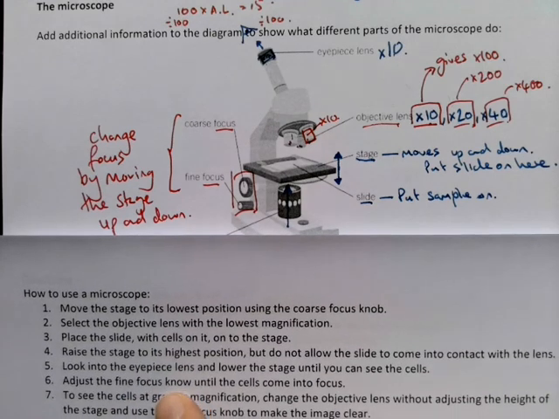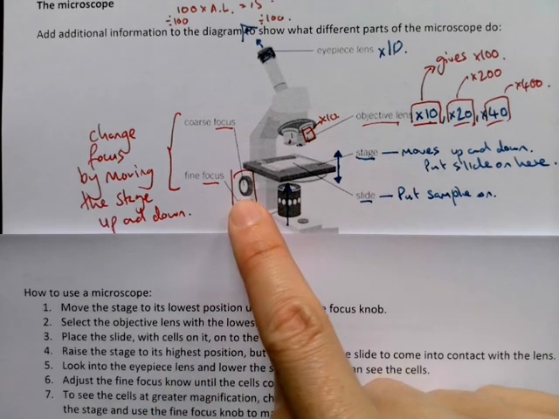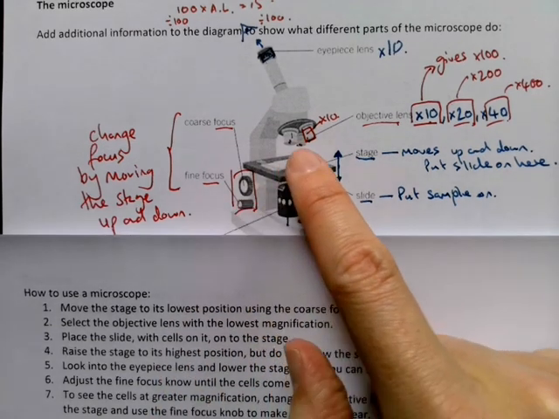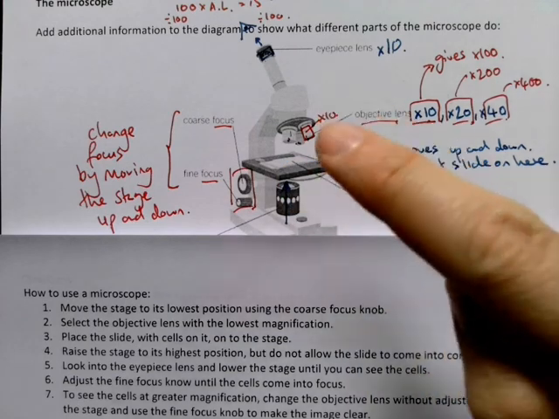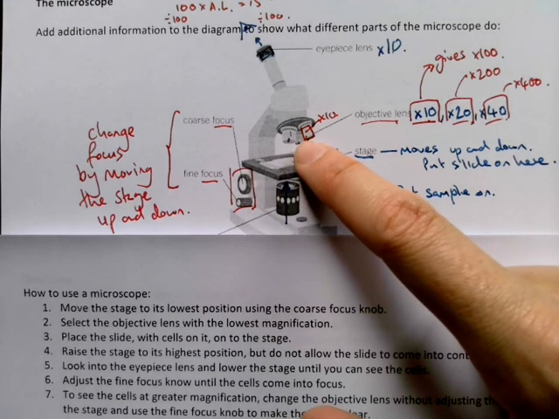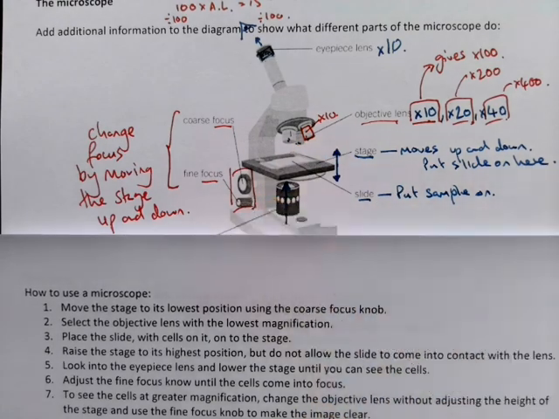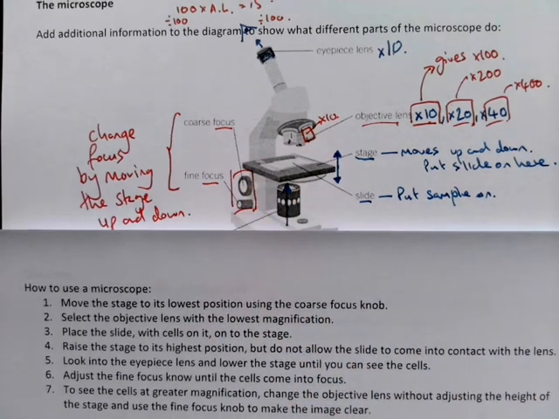Now if you want to see the cells bigger, you don't twist the knobs, you change the objective lens. You leave the stage where it is and you switch to another lens, and then you use just the fine focus. You don't even use the coarse focus now, just use the fine focus.